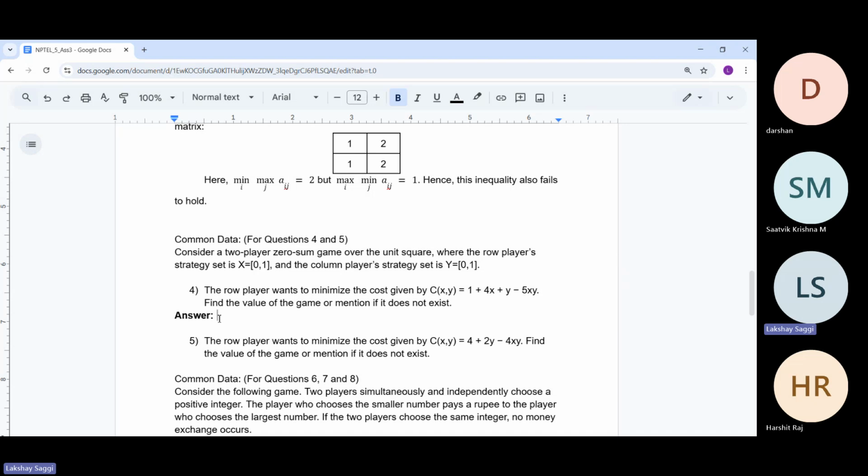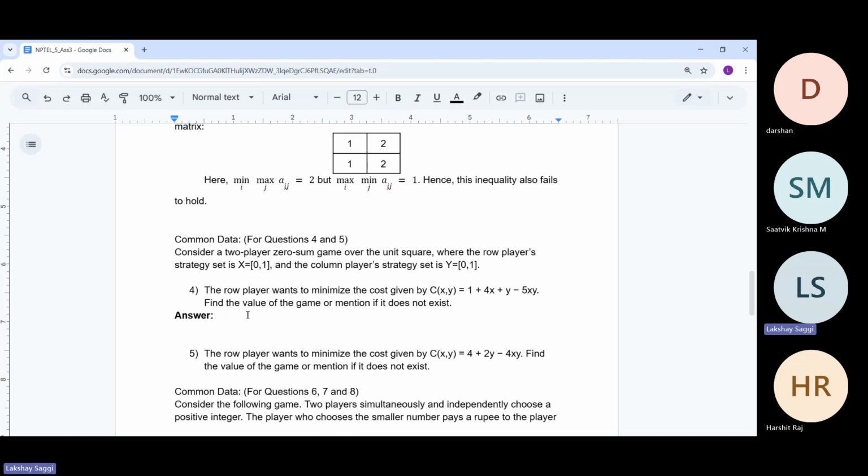Okay, so let's try to do this. What we have is cxy is 1 plus 4x plus y minus 5xy for the row player. So what we'll essentially be doing is, as discussed in the lectures, recall how we introduced the notion of saddle points, or why these min-max terms come up for us. What the row player wants is to choose a row such that its cost is minimized, right?